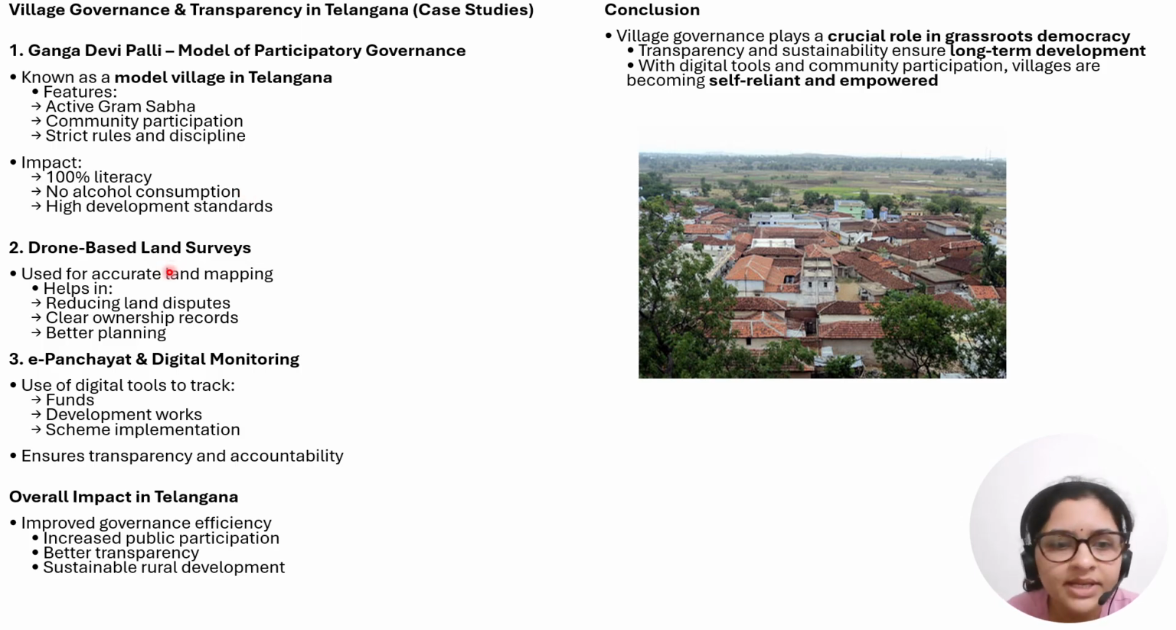Then there are drone-based land surveys. These drones help in accurate land mapping, and they help in reducing land disputes, clear ownership records, and better planning. There is e-panchayat and digital monitoring. They are tools which help in tracking funds, development works, and scheme implementation. They ensure transparency and accountability. Then what is the overall impact in Telangana because of all these case studies? It is improved government efficiency, increased public participation, better transparency, and sustainable rural development.